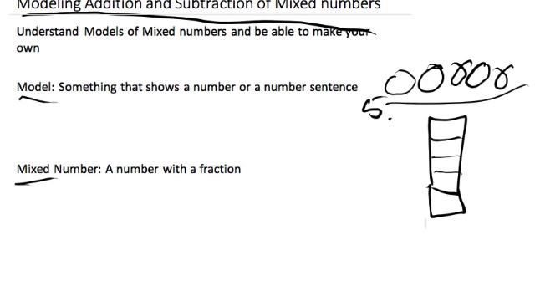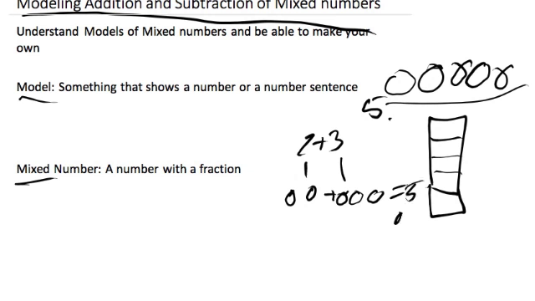You can also do it with a number sentence. So if it was 2 plus 3, for the 2, it would be 2 dots. For the 3, it would be 3 dots. And that would be 1, 2, 3, 4, 5, and that would equal 5 dots. And that's a model.